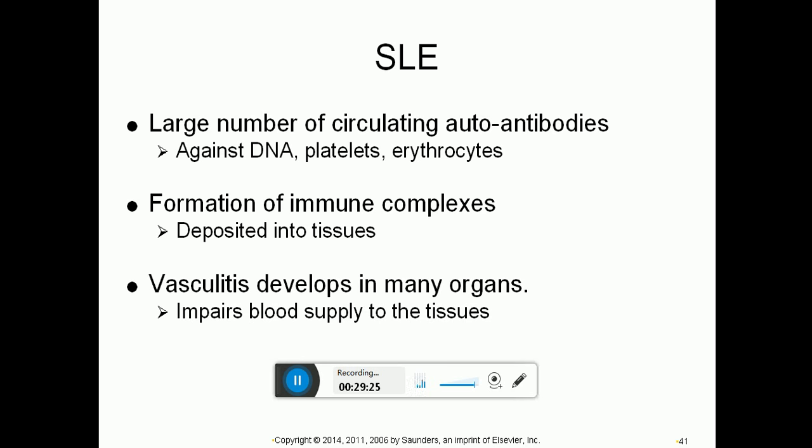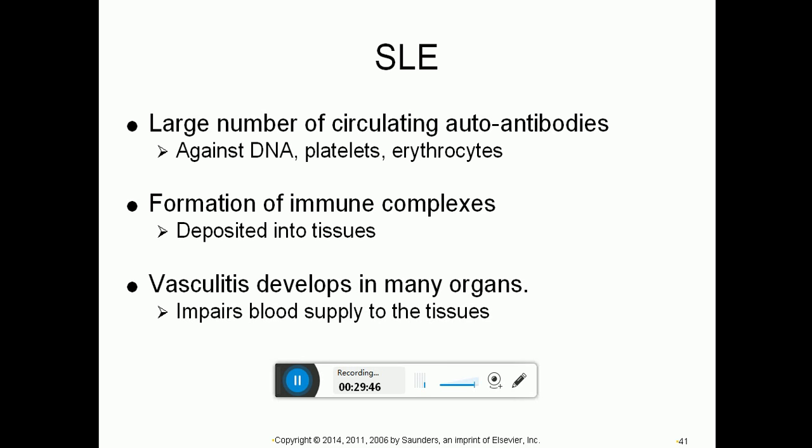We have a large number of autoantibodies. So we have autoantibodies against our own DNA, platelets, and red blood cells. They can deposit, these immune complexes will deposit into the tissue, activate the complement system, leading to tissue damage.